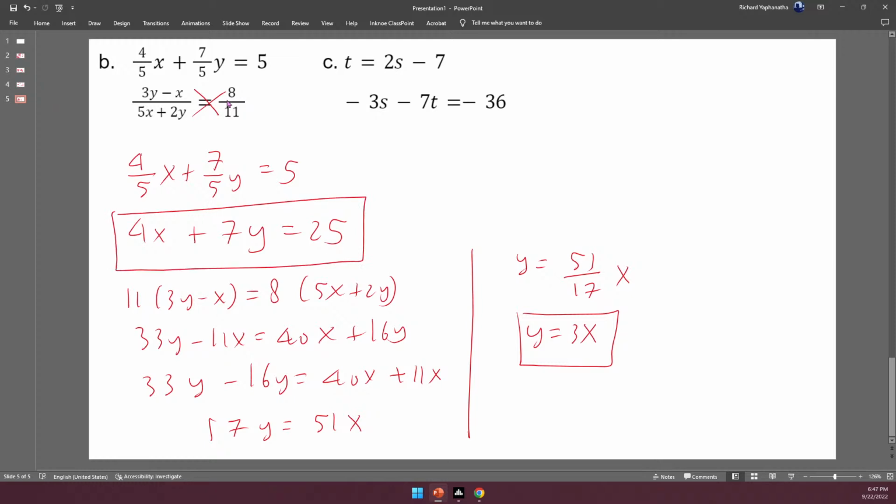It is strongly suggested for this one we use substitution, because we already have y here. We can change the y here into 3x. So we will have 4x plus 7 multiplied by 3x, which is 21x. So combined together, it is 25x equal to 25.